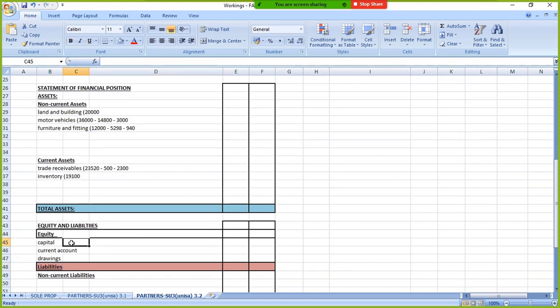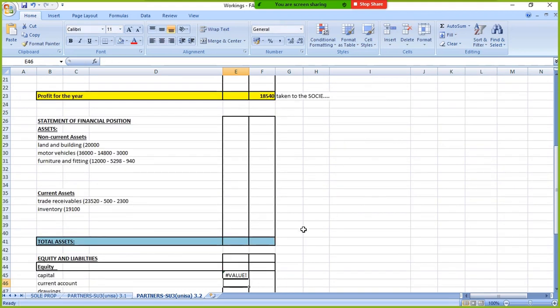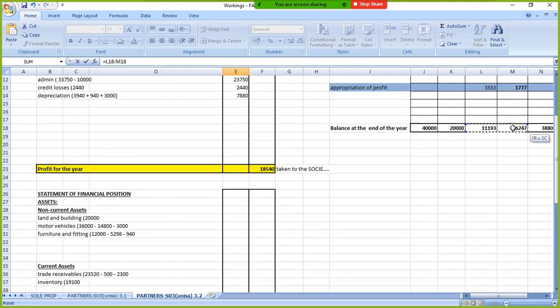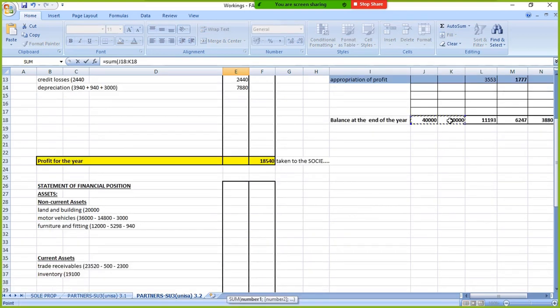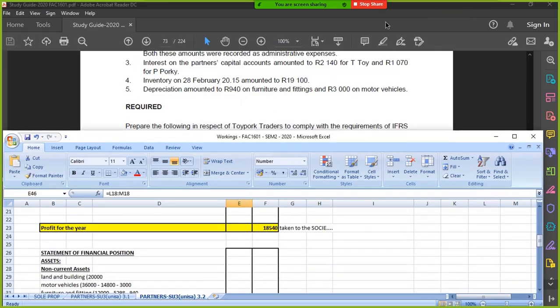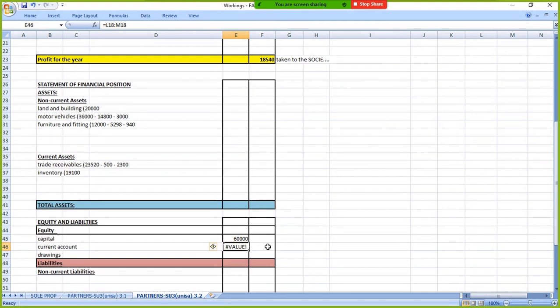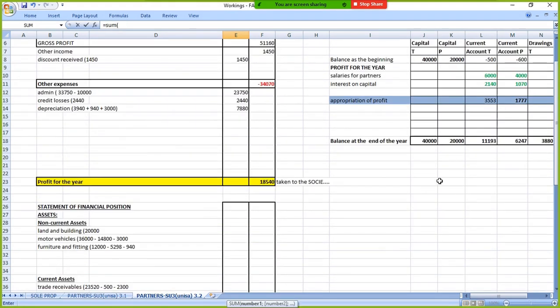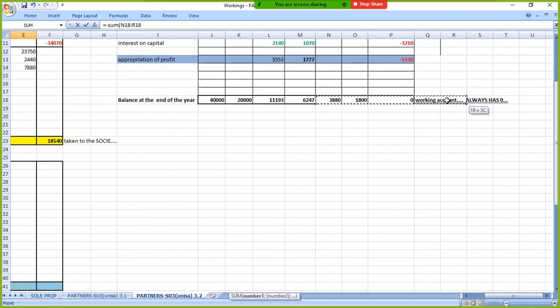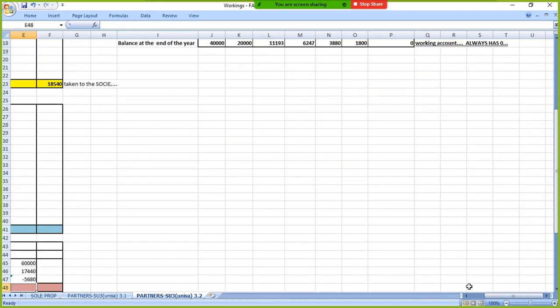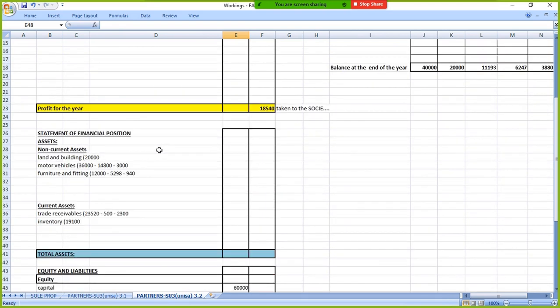Okay, so capital, add the 2. Capital will be Toy plus Porky. Current account, those 2. Sum up. Okay, drawings is negative. Sum up. Okay, so now we need to wrap up this section.